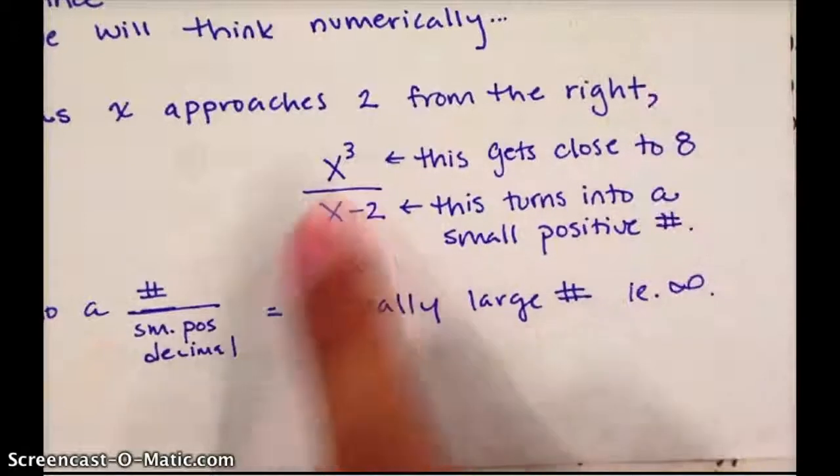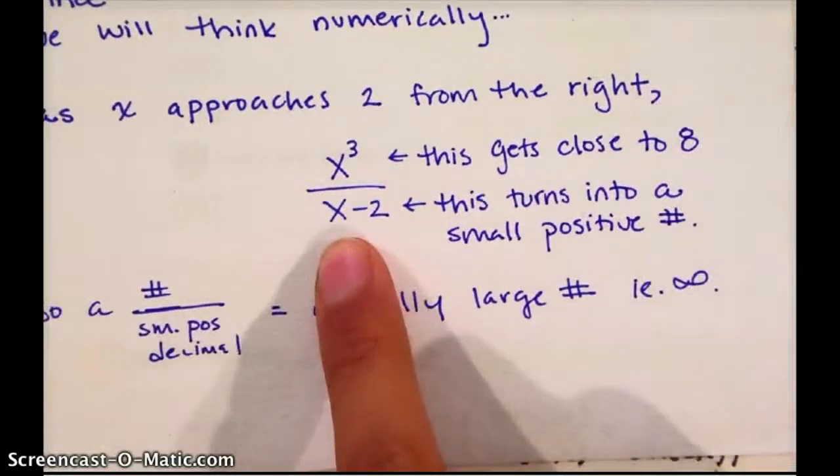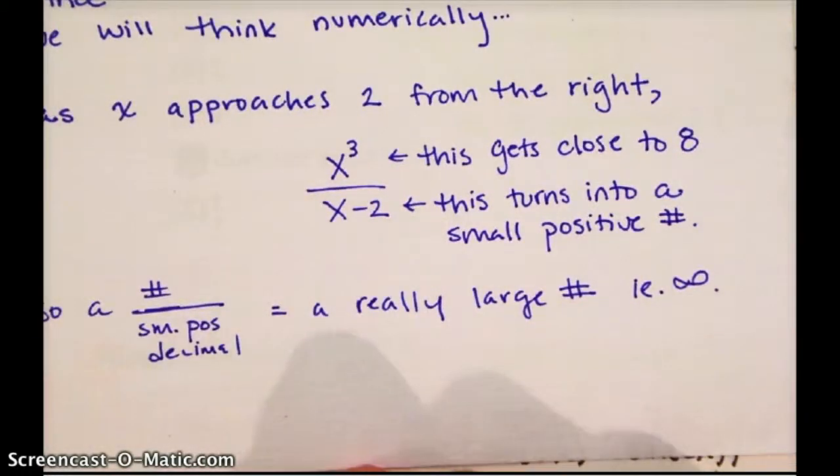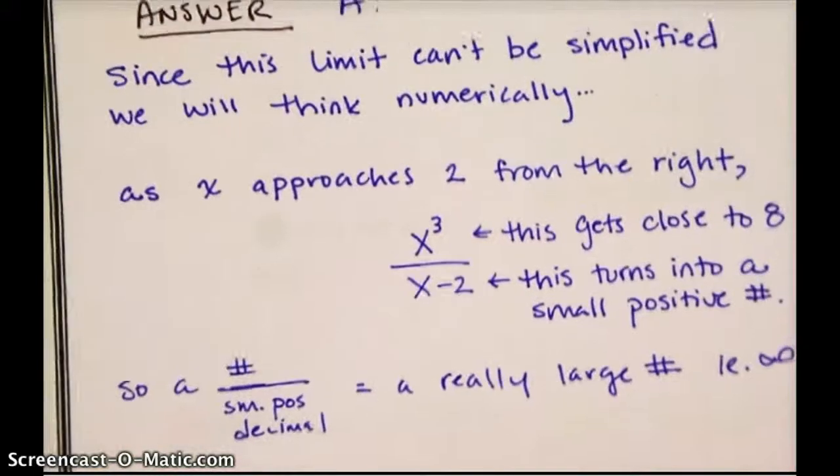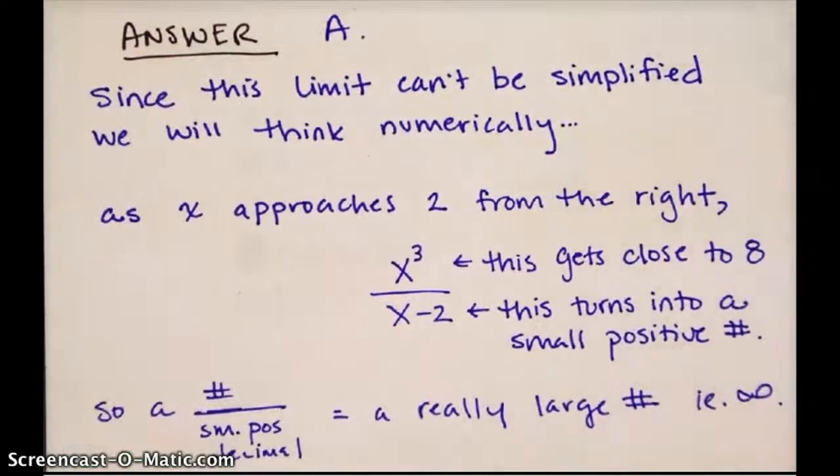So just thinking about the right-hand side, well, if I approach 2 from the right, the top is going to get close to 8. The bottom's going to turn into a small positive number, which means the answer is going to be positive infinity. If you need to think about the reasoning a little bit longer, go ahead and press pause. Otherwise, we'll move on.